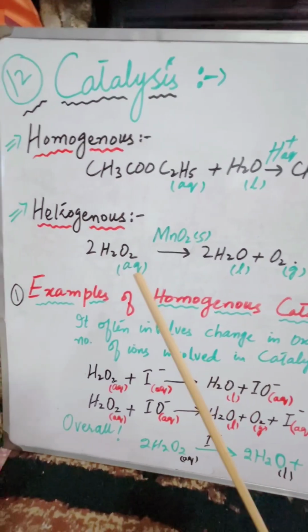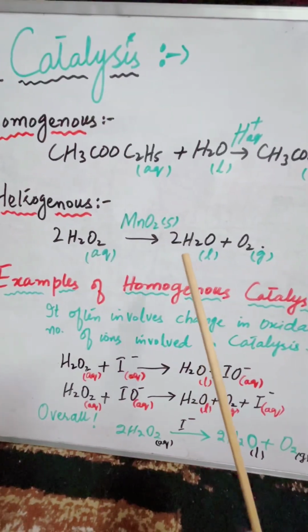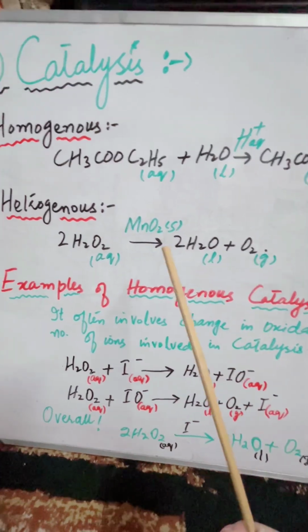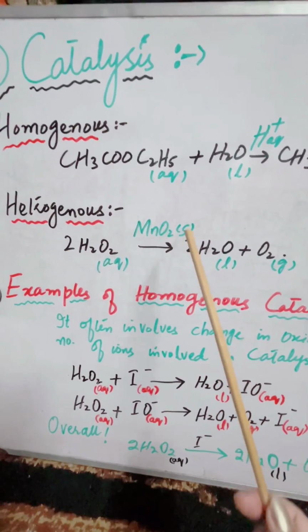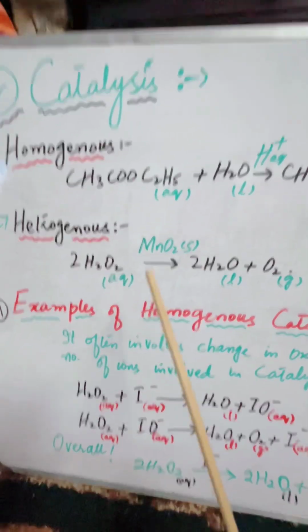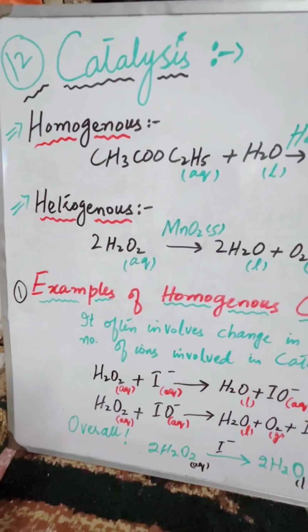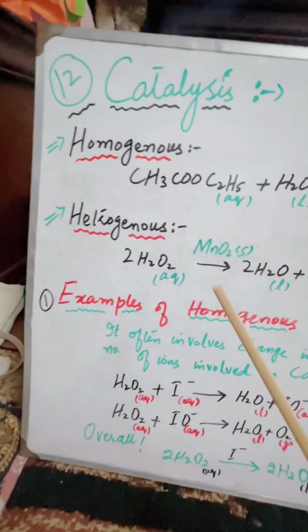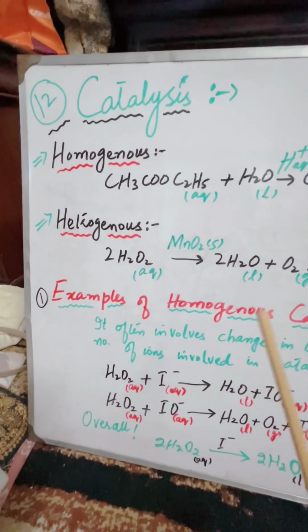Now in this case, the hydrogen peroxide is decomposed into water and oxygen in the presence of manganese oxide. Now you can see that the catalyst is in the solid phase whereas the reaction mixture is in the aqueous phase. Okay, now these are the two types of catalysis that you should know very well.